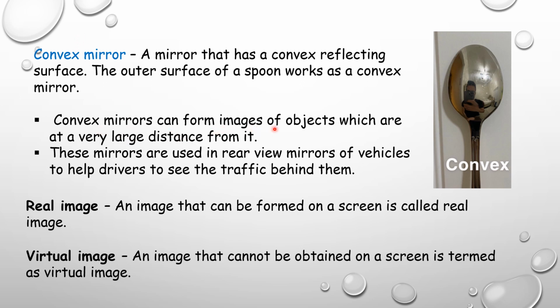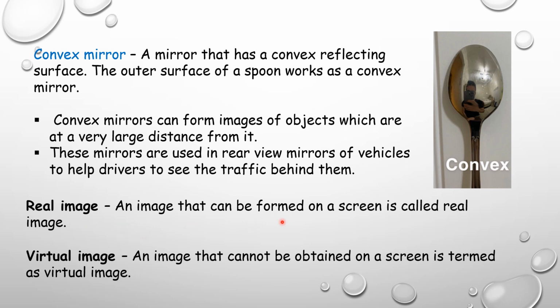Convex mirrors can form images of objects which are at a very large distance from it. These mirrors are used as rear view mirrors of vehicles to help drivers see the traffic behind them. Here the image size is small, but that is an erect and virtual image. So that is why it is used as a rear view mirror in vehicles.